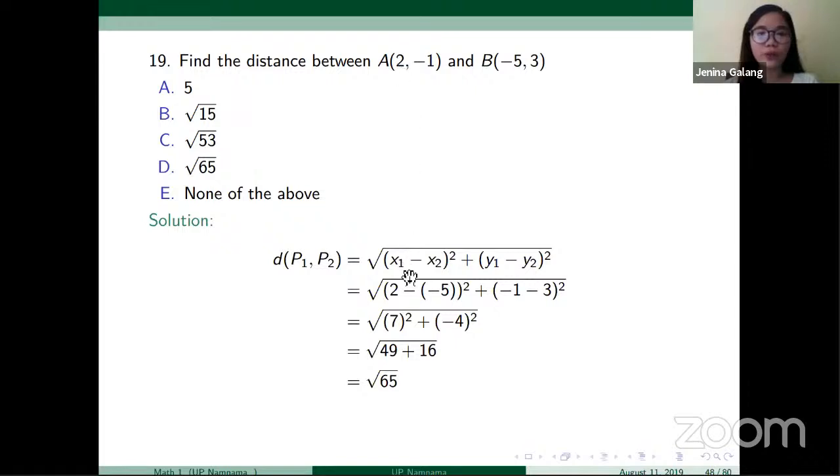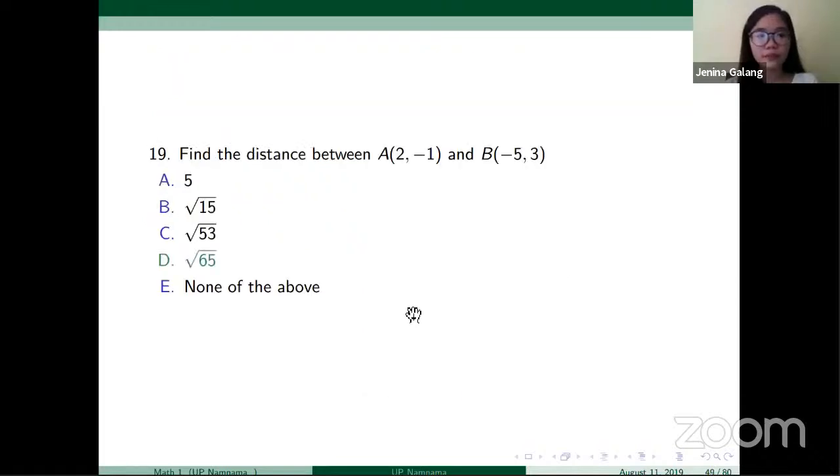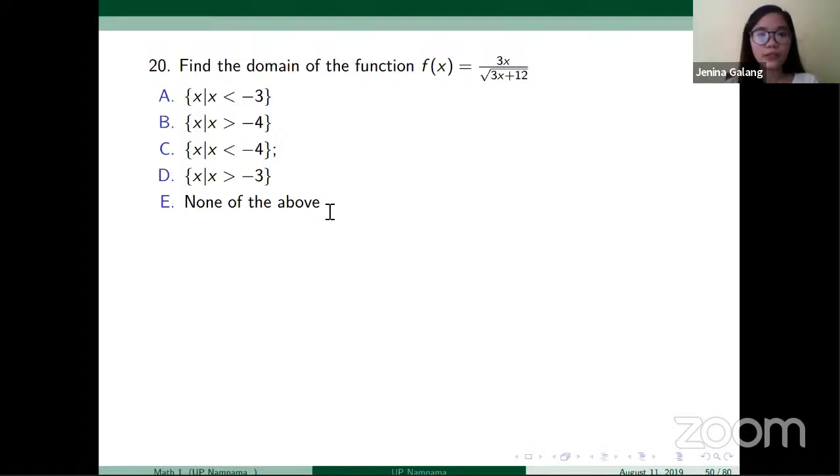We have 2 less negative 5 squared plus negative 1 less 3 squared. So we have 7 squared plus negative 4 squared, which we will have the square root of 49 plus 16, which is the square root of 65. So letter D. So number 20.